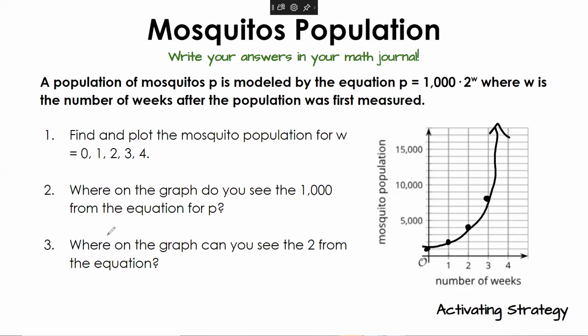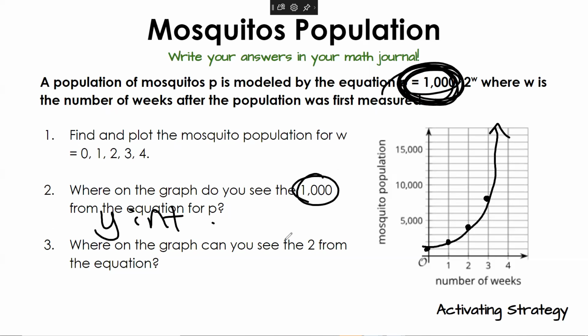Ta-da. Okay. Now, where do you see 1,000 on the graph? What's it called? Which is the y-intercept. Okay, so y-intercept, right? That's our initial filling out front.